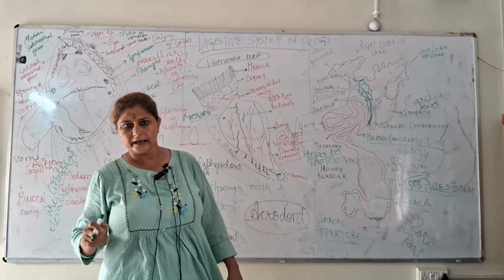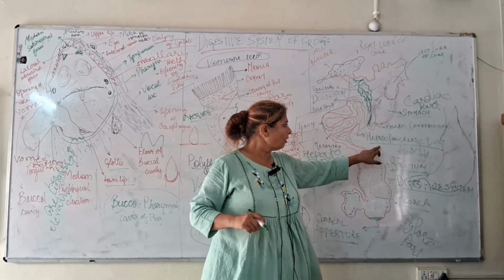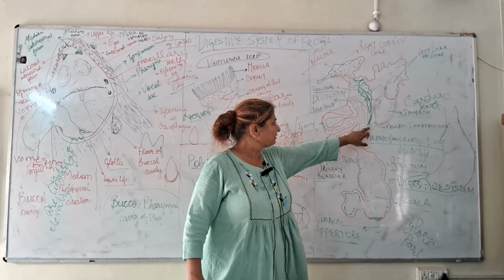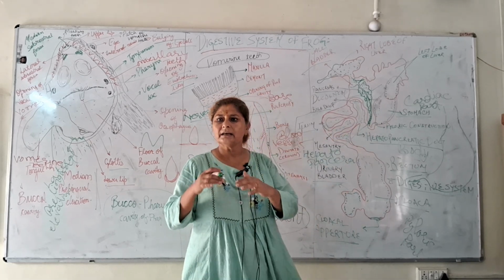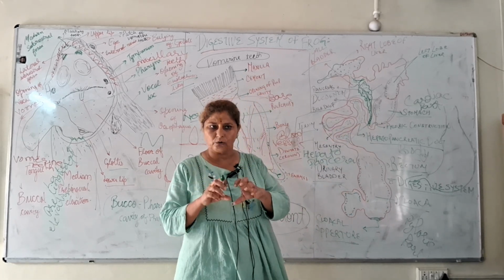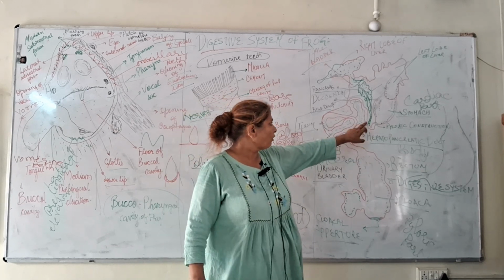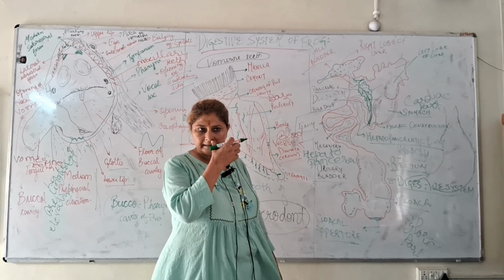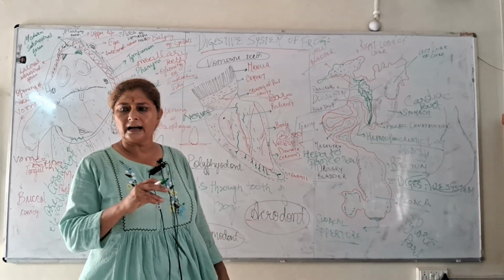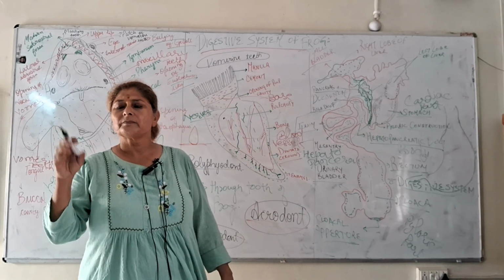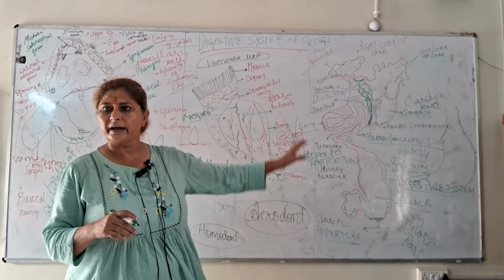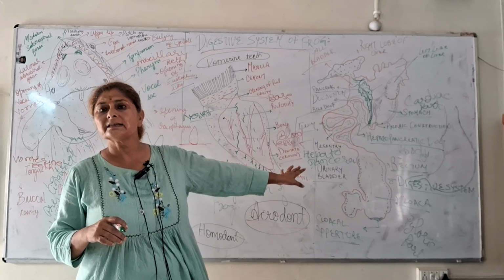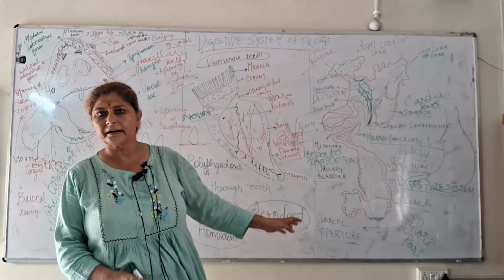After this arises the hepatopancreatic duct. The ducts of both the liver and the pancreas open at the same place, and then together, where do they open? Into the duodenum. Clear? This is the alimentary canal. Now the digestive glands are also done: liver as well as pancreas and gallbladder.